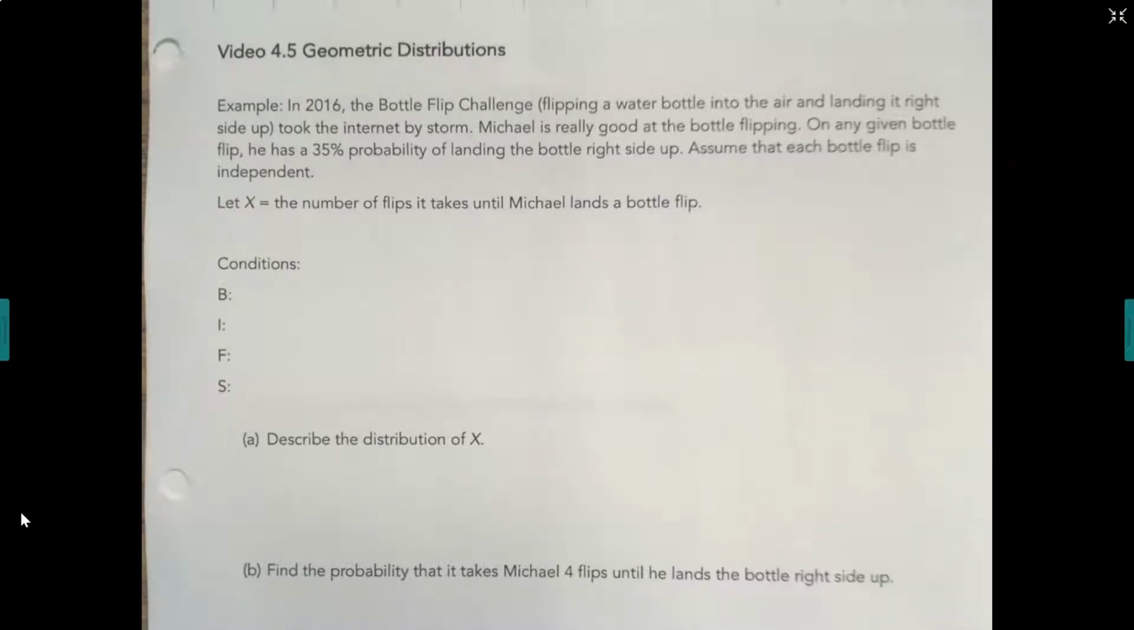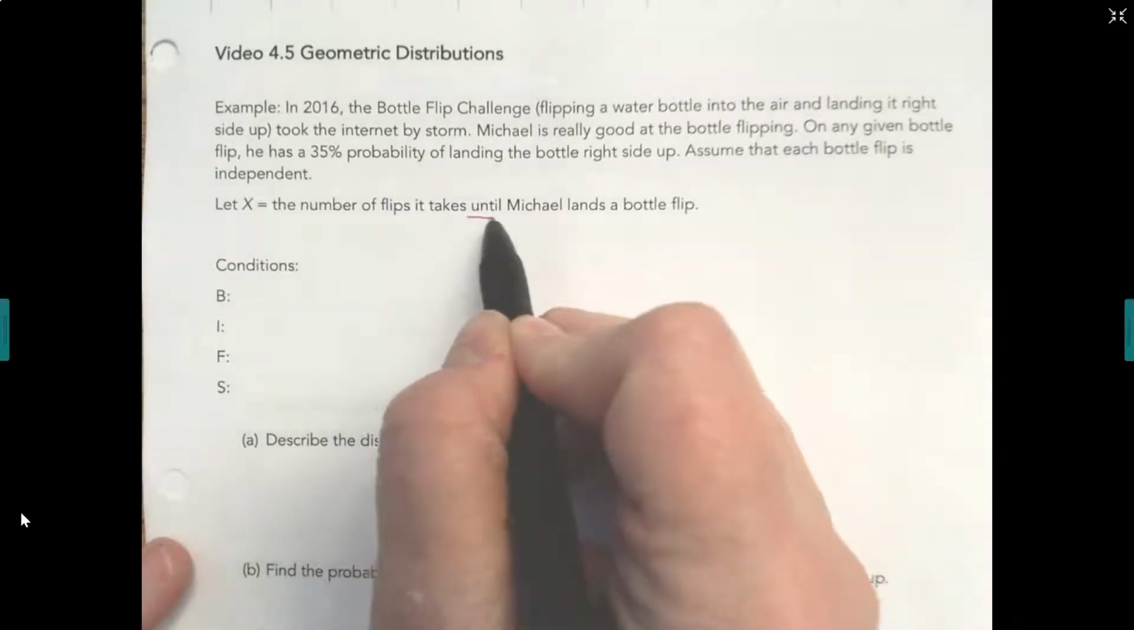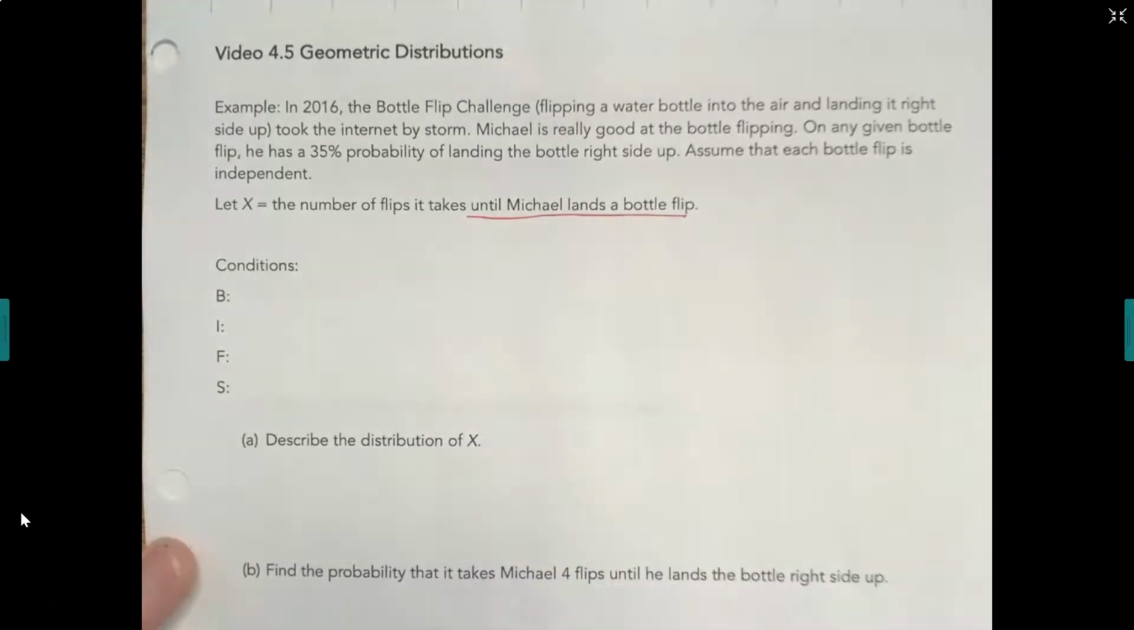On any given bottle flip, he has a 35% probability of landing the bottle right side up. We're going to assume each bottle flip is independent. We're going to define the random variable x as the number of flips it takes until Michael lands a bottle flip. So this is really important, until he lands a bottle flip.